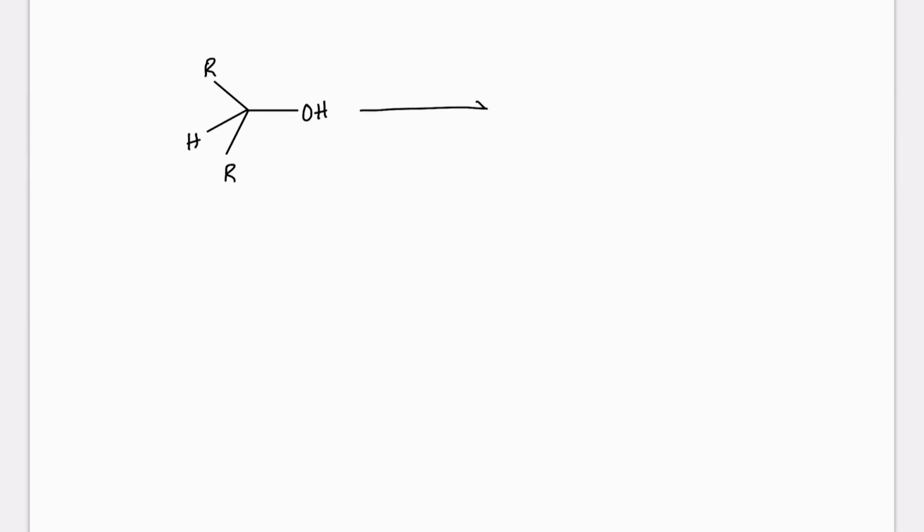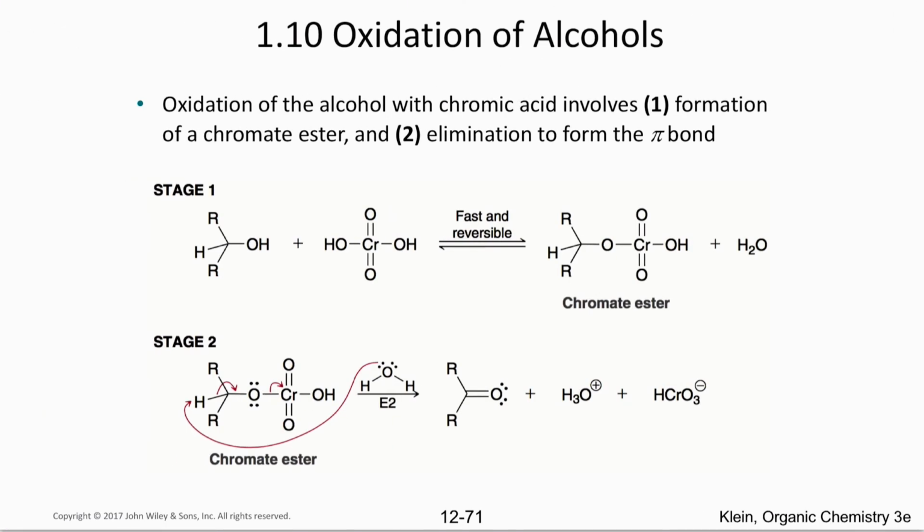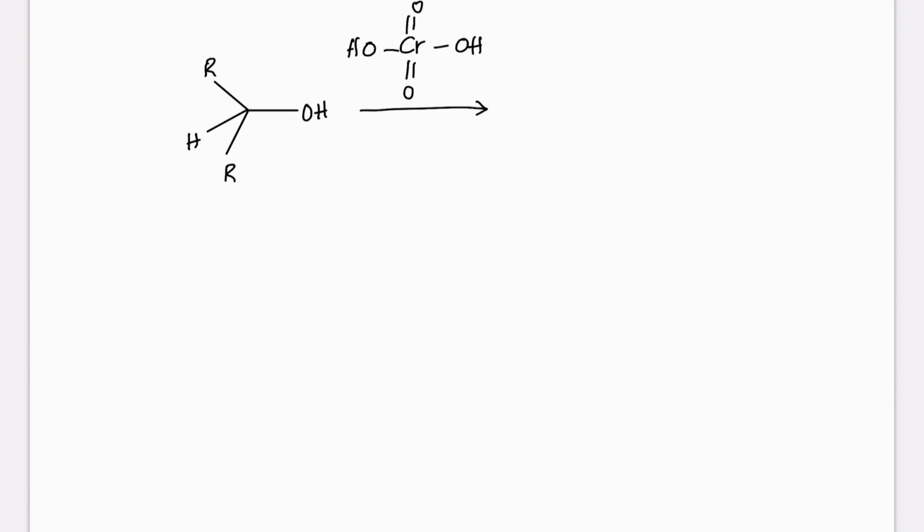So let's say it reacts with chromic acid. Now what happens here is that this chromic acid undergoes a chromate ester formation. So basically, these two hydrogens combine to form H2O and leave. So this H and OH combine together to form H2O and they leave.